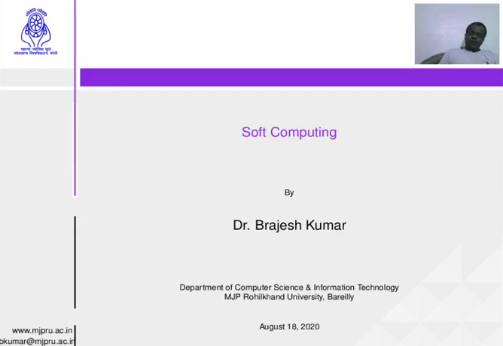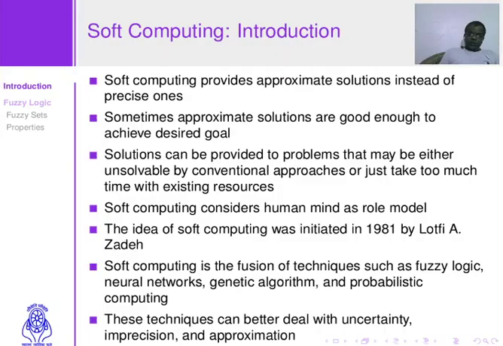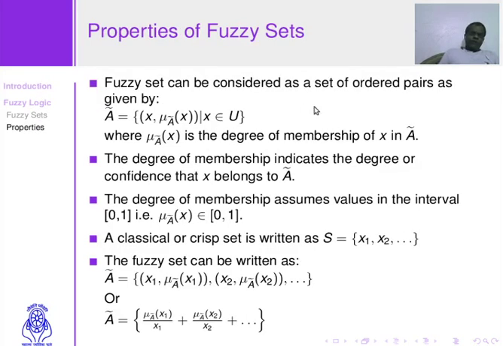In my previous lecture, I introduced the concept of fuzzy logic and fuzzy sets, where we defined the fuzzy set as a generalization of classical sets, or in other words, we can say that a classical set is a special case of fuzzy sets.